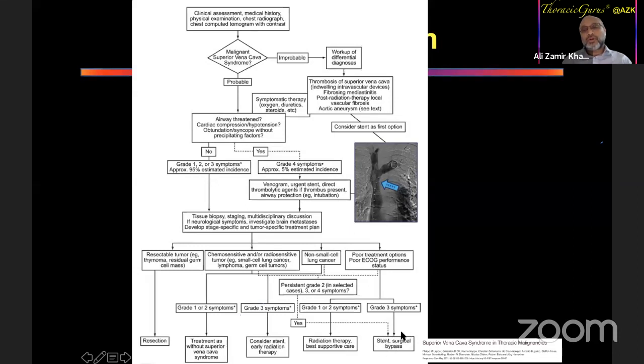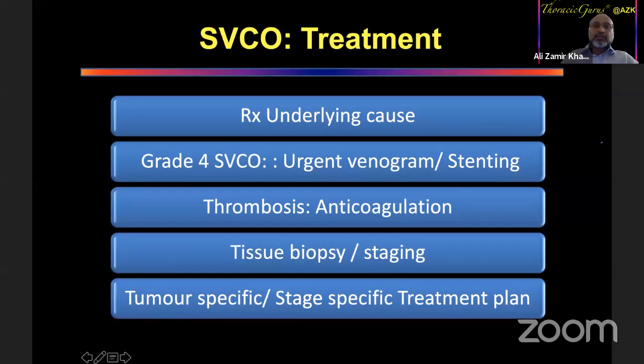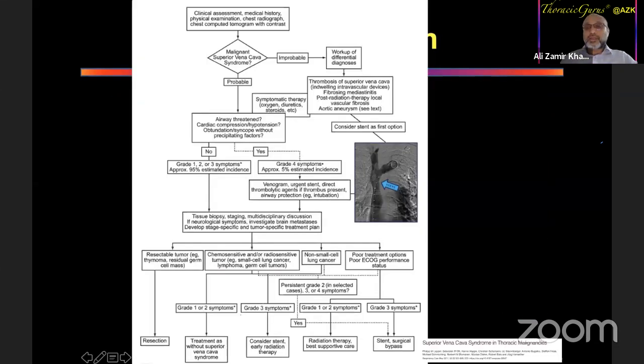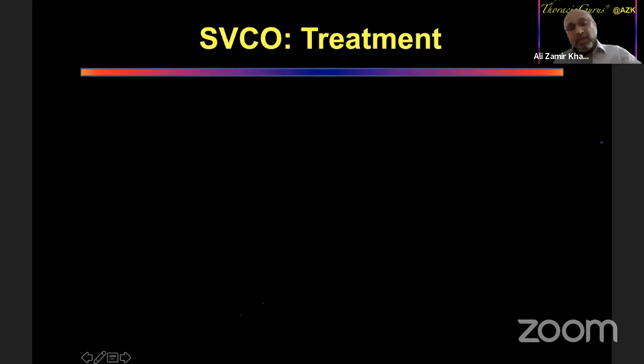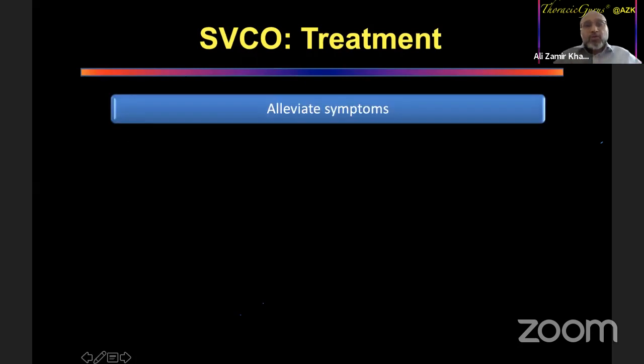Surgical bypass is not a frequently done operation these days, only when you get into a stage where the patient has been downstaged with previous chemo radiotherapy, particularly in the case of thymoma. That is when you get involved with trying to resect the residual tumor along with an SVC resection. So SVC resection is not a common surgery, at least these days, okay? So it's important to understand that. So let's look at the various treatments that are available and we'll go through them.